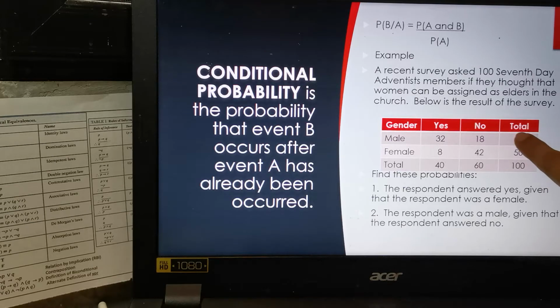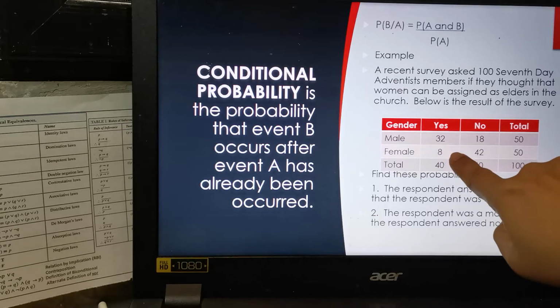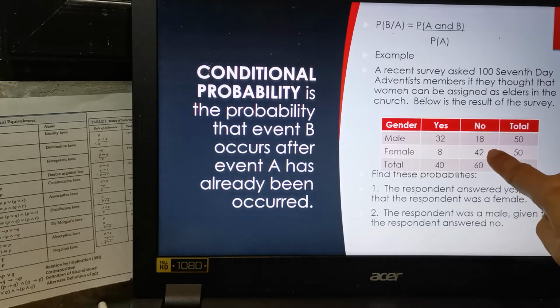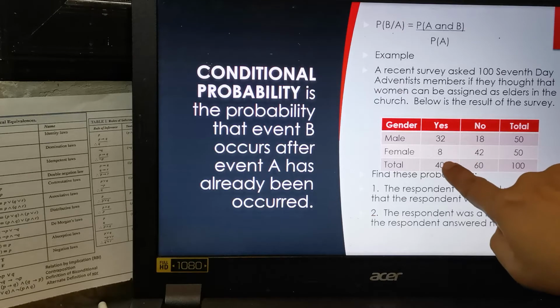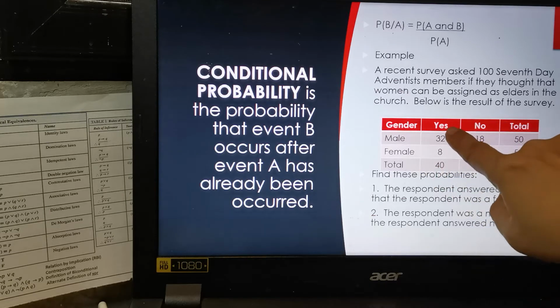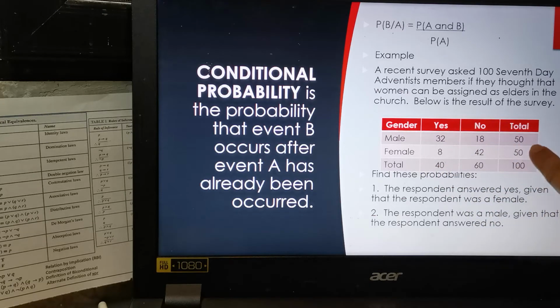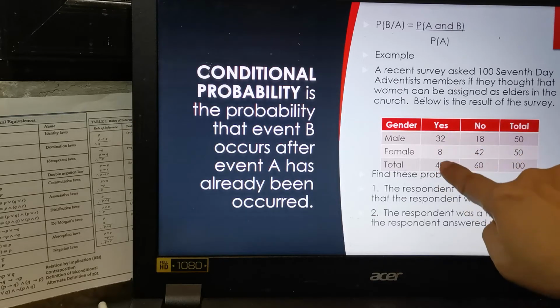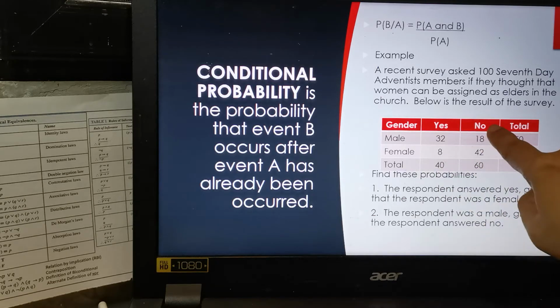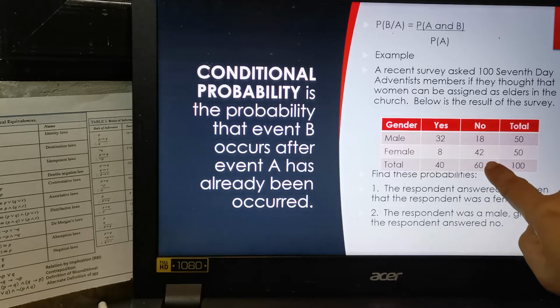Among these 50 male, 32 said yes, 18 said no. And among the 50 females, 8 said yes and 42 said no. So, overall, among the 100 participants or respondents, 40 only responded yes and 60 responded no. So, nanalo ang no. Okay?